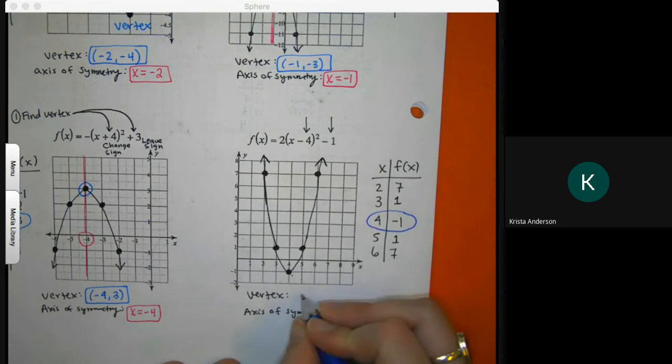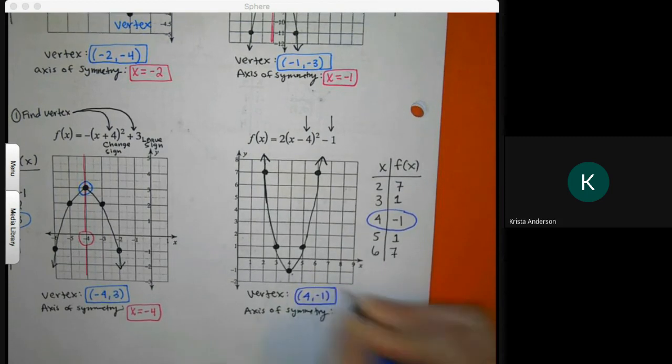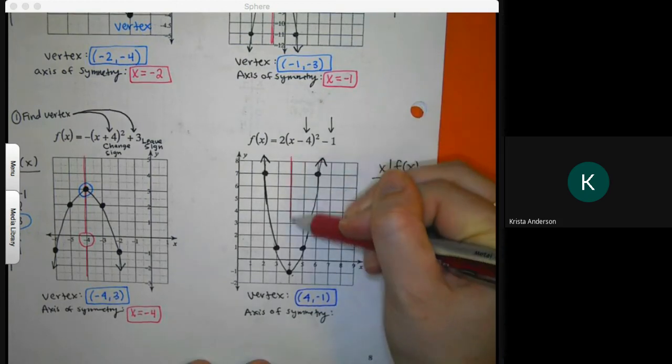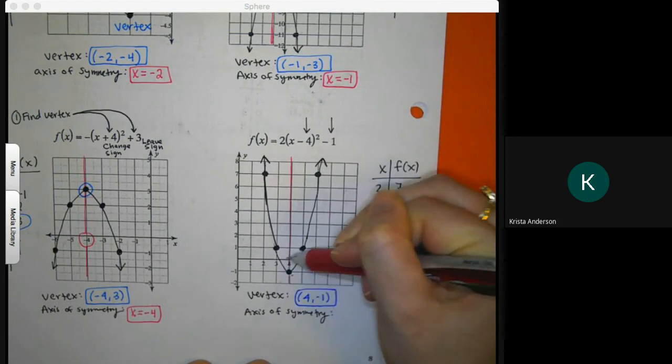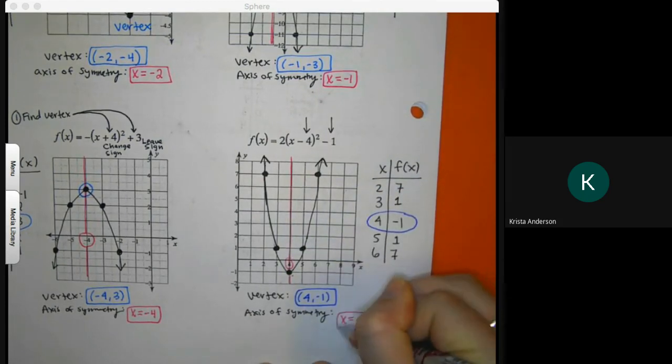Vertex, we found at 4, down 1. Who knows the axis of symmetry? Wouldn't it be 4? Let's check. Draw my line down the middle. It does hit the 4. Good job.